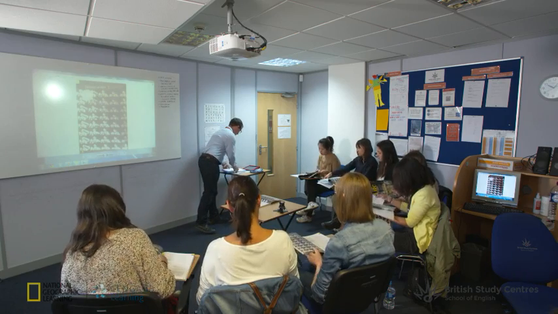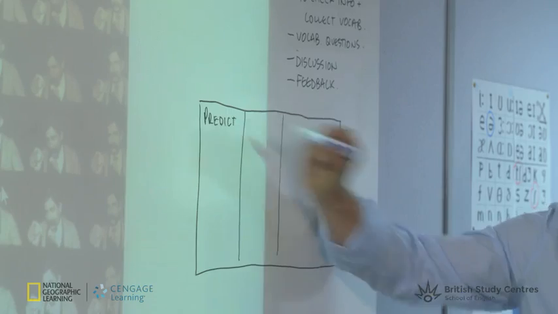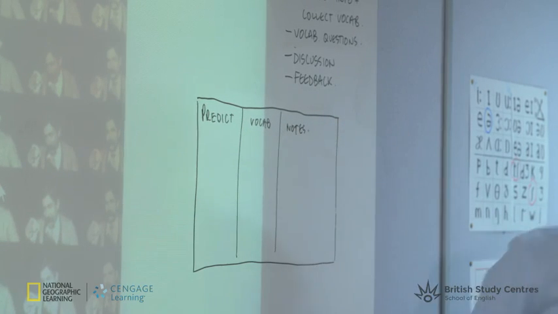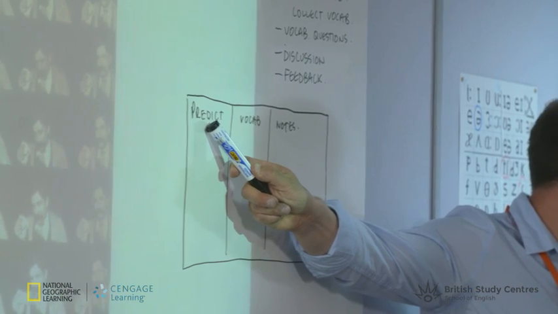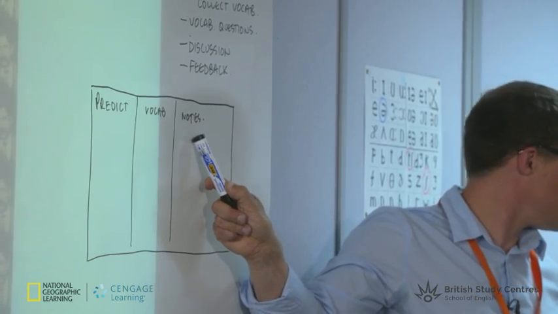need a page in your notebook. Do a little bit of writing. You take the page like this. Okay, and we're going to divide it into roughly three. So you've got the left-hand side, predict. This is what you think you will see. In the middle, vocab or vocabulary. And then on the right, notes.